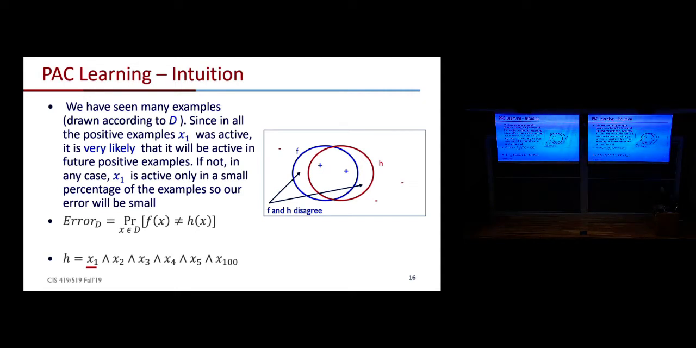Okay, so what is the game we're playing here? We've seen many examples drawn according to some distribution. Since in all the positive examples x1 was on, it's very likely that it will be on in future positive examples. That's the way we're thinking here. And if not, in any case, x1 is active only in a small percentage of the examples, so our error is going to be small. So the error that we're making, which is basically the area of these two moons, where f and h disagree, can be written this way. Now notice this is not necessarily a uniform distribution. I don't know what the distribution over these is. Maybe some regions are heavily supported and some are not so heavily supported, or maybe not supported at all. But what I care about is the probability under this distribution that f of x differs from h of x.